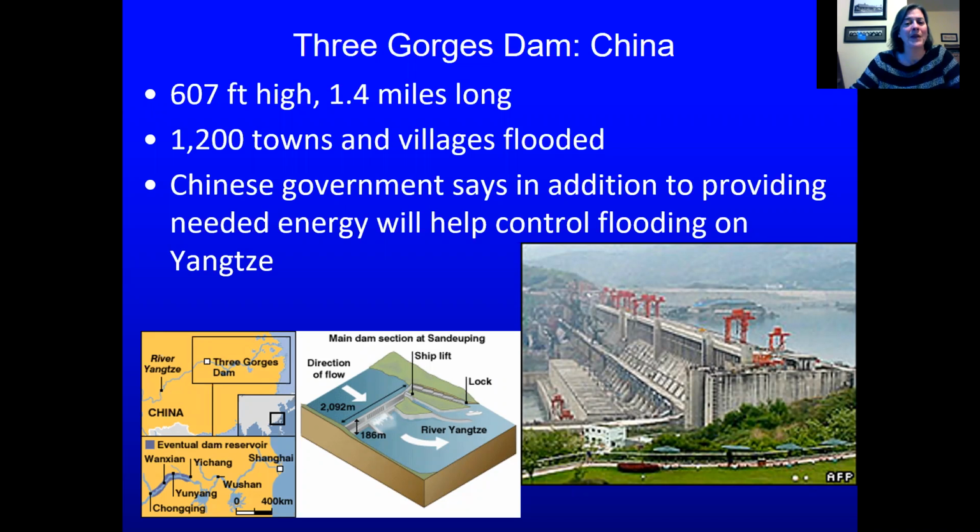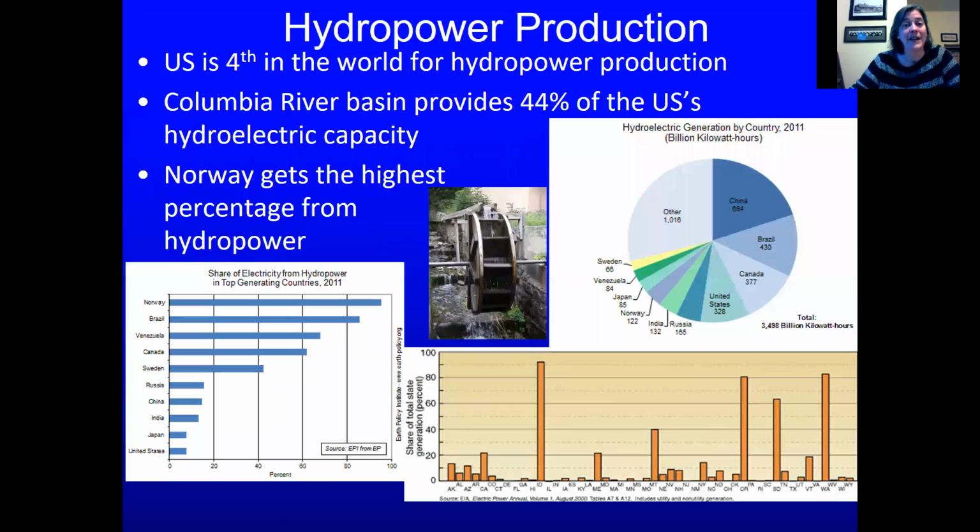And people, it's possible maybe to go too big. All right, but look at 18,200, and that's megawatts. That's huge. So hydropower production, we're 4th in the world for hydropower production. The Columbia River Basin provides 44% of the US's hydroelectric capacity. So again, that's right in our very own state.